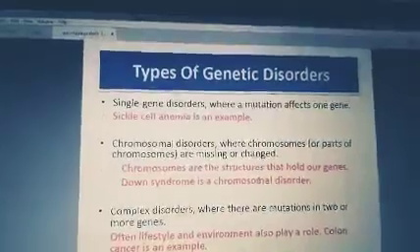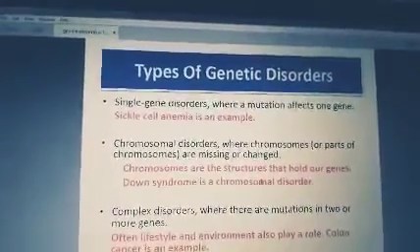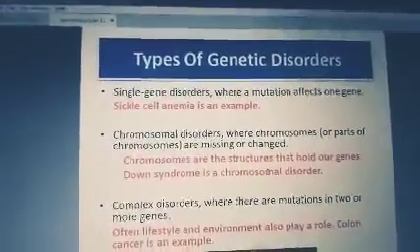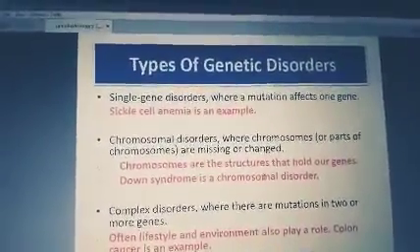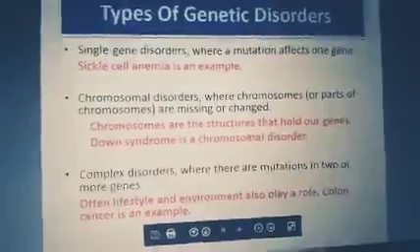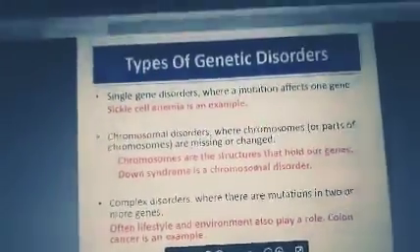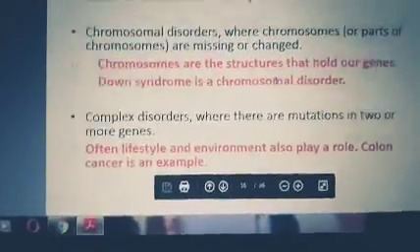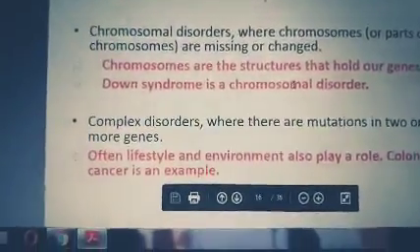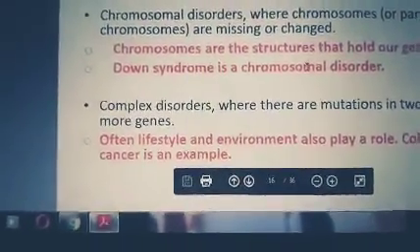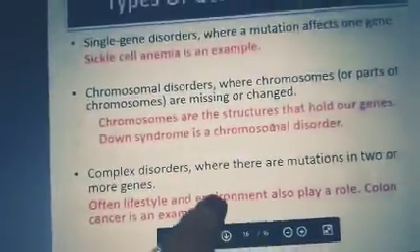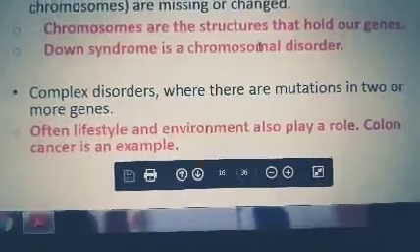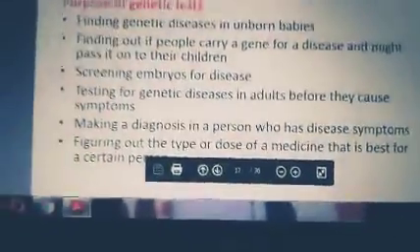Down syndrome is a disorder which occurs with a defect in chromosomal arrangement or the extra occurrence of a defective chromosome, which could be polyploidy or diploidy or triploidy, like this. Often lifestyle and environment also play a crucial role in defects, like colon cancer is an example.